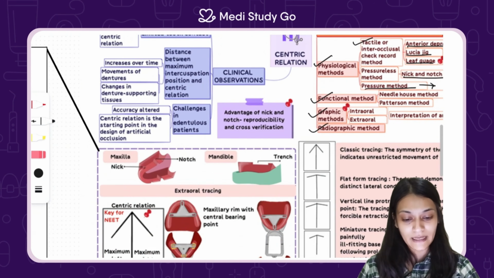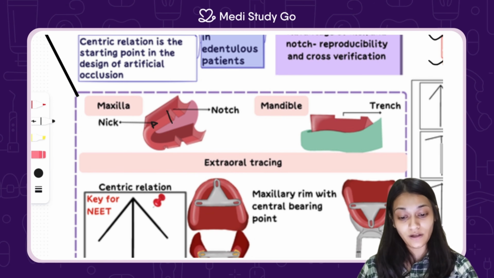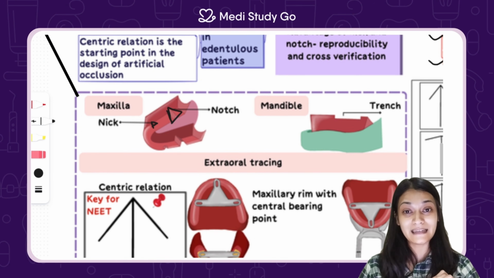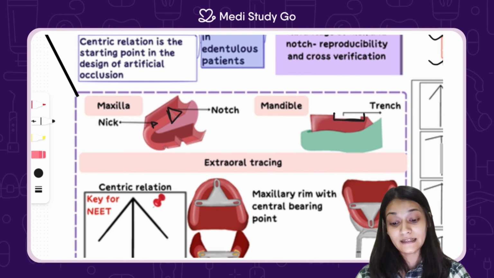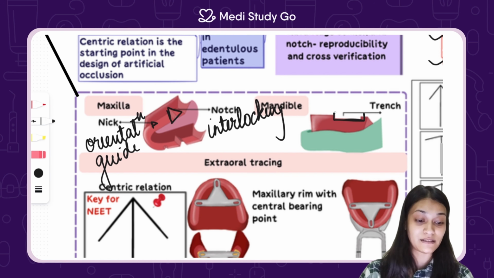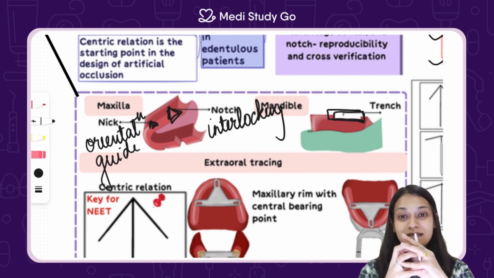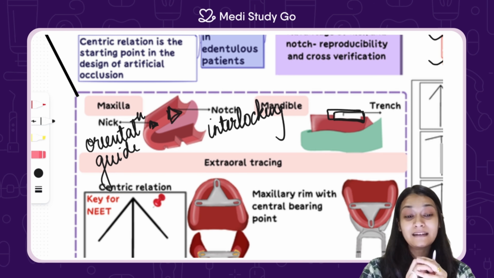So when I talk about nick and notch, what exactly is done? A nick and a notch is made onto your maxillary rim, and a trench is made onto your mandibular rim. Why is this? Basically, the nick acts as your orientation guide for the positioning of your rim, while the notch will act as an interlocking mechanism. And you have your material that is placed here, and it flows and holds the maxillomandibular relationship in contact.